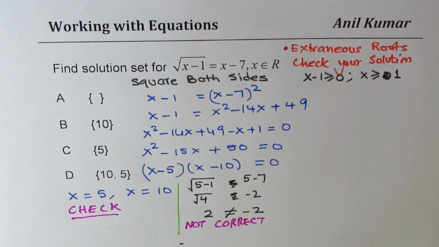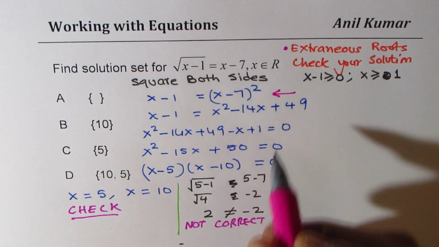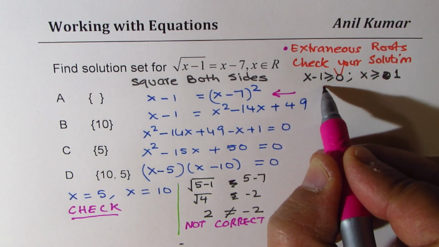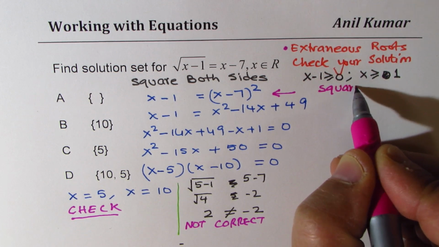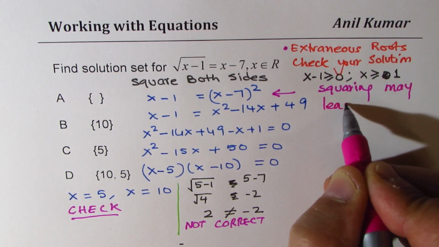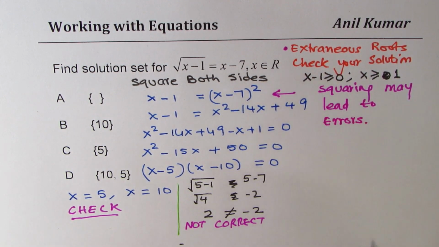Do you see that part? Why was this error? When we square both sides, we make negative things positive. That's the reason. So squaring may lead to errors. The whole exercise here is to understand, not to rush.